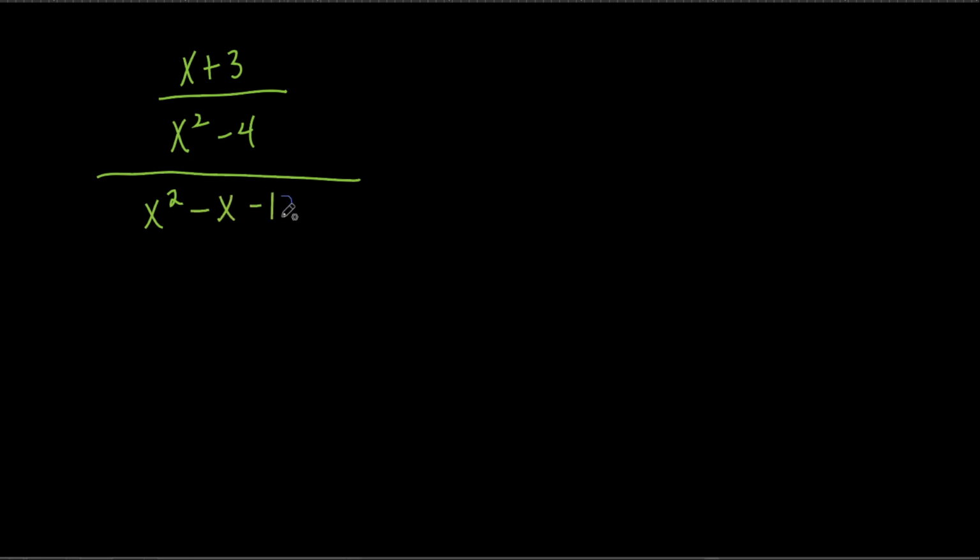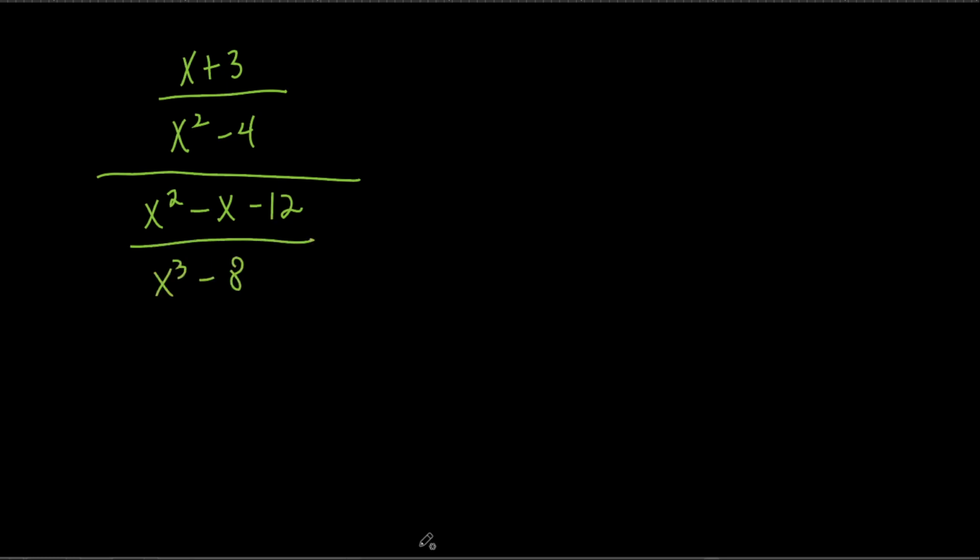Let's do one with algebraic expressions. So here we go. X plus 3 over x squared minus 4. And then that bar right there means to divide. And then I've got x squared minus x minus 12. We actually factored that already. And we factored this one down here already.